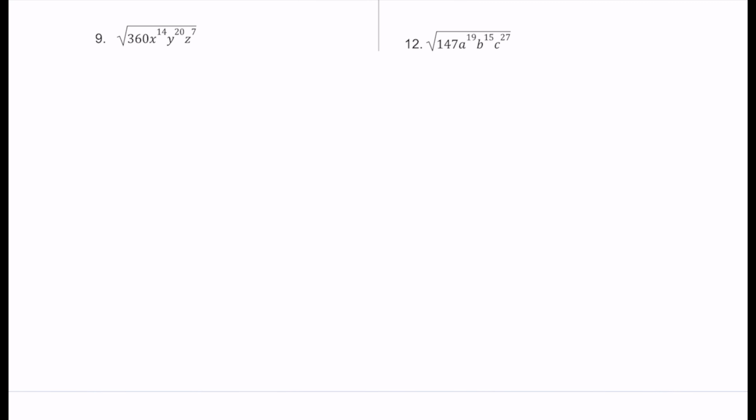For number 9, we have the square root of 360, x to the 14th, y to the 20th, z to the 7th. Let's start with this 360 here. So if we go ahead and break this down, maybe we can start with 2 times 180. 180, maybe we can do like 10 times 18. Then 10 is going to break into 2 times 5. 18, we could say something like 2 times 9. And then 9 could break into 3 times 3. So let's say we have a 2, we have a 3, a 3, a 2, a 2, and a 5. Let's see here, the 2 and the 2 are going to make 4, that's a perfect square.